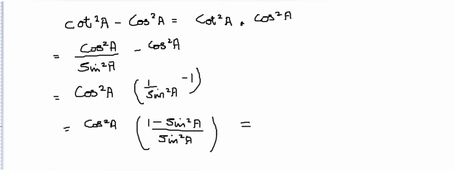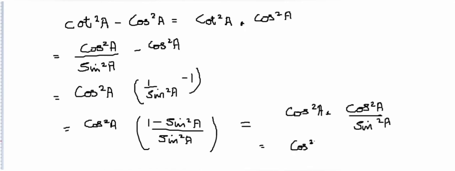Now in the next step, what I can write? Cos square A, and this is again cos square A upon sin square A. Now you know that cos square A upon sin square A is cot square A. So here I can write cos square A multiplied with cot square A. So this is our RHS, hence proved.